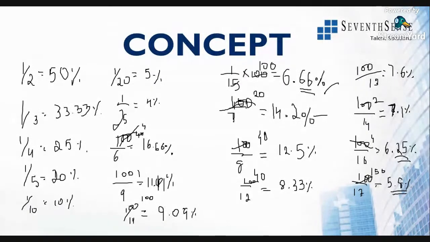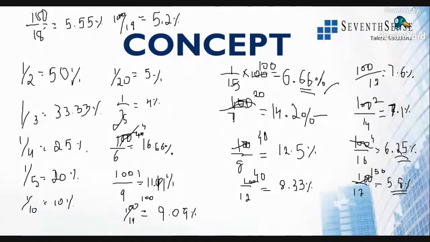All right, so next, 1 by 18, so it is 100 by 18. Then 18 5s are 90, remainder is 10, so it will be 5.55. So 1 by 19 becomes 100 by 19. 19 5s are 95, 5 is remaining, 19 2s are 38, so keep it as it is because it is a non-recurring value. 1 by 20 we already know.